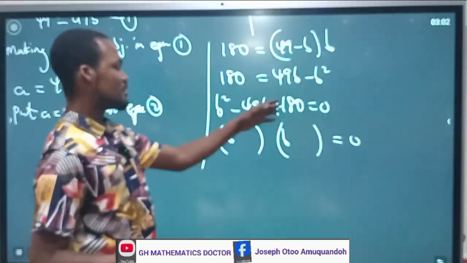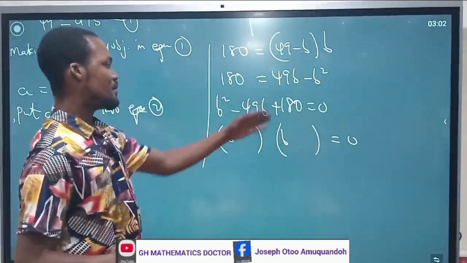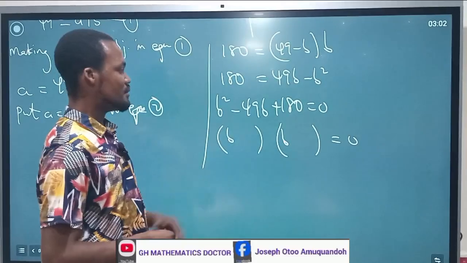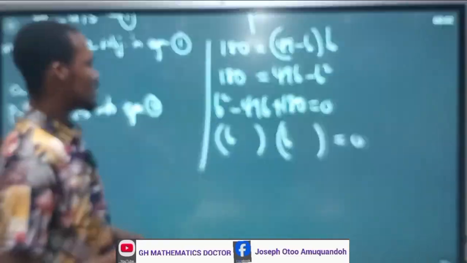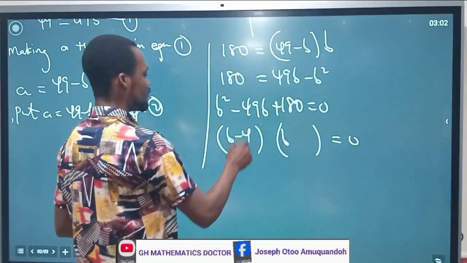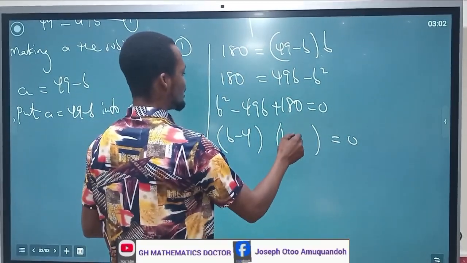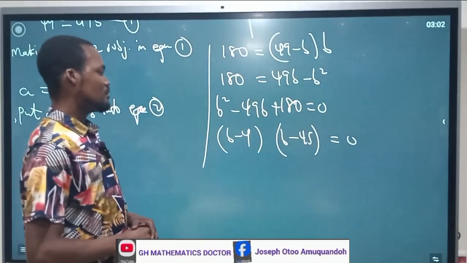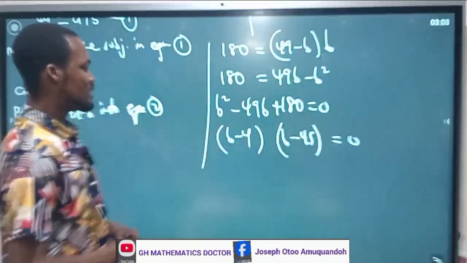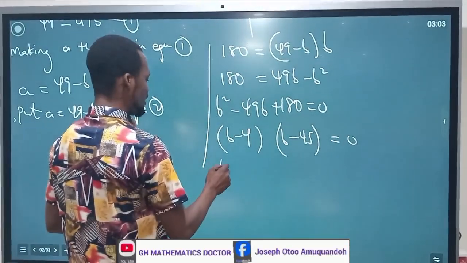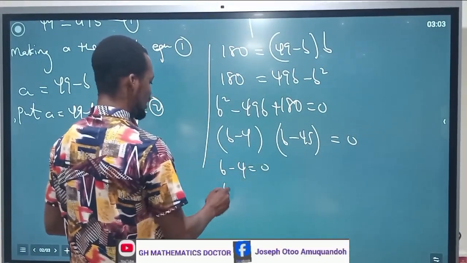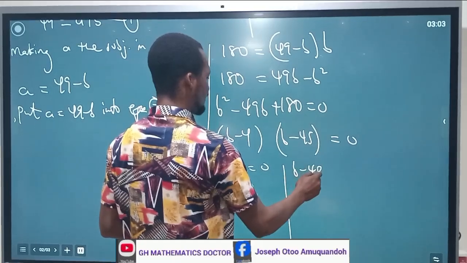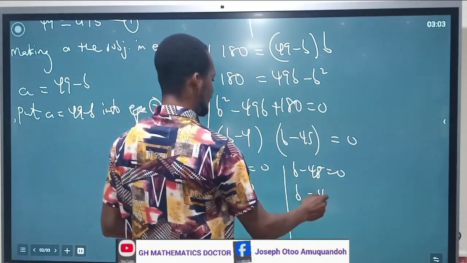Now we need to find the factors of 180, two numbers that multiply to get 180, and also that when you add them, you get the middle term, negative 49. So over here, we'll say that negative 4 times negative 45 will give you positive 180. So when you add them, you get negative 49. Then let's find the results for them. So B minus 4 is equal to 0, and our B is equal to positive 4. And at this side too, B minus 45 is equal to 0, and our B is equal to 45.